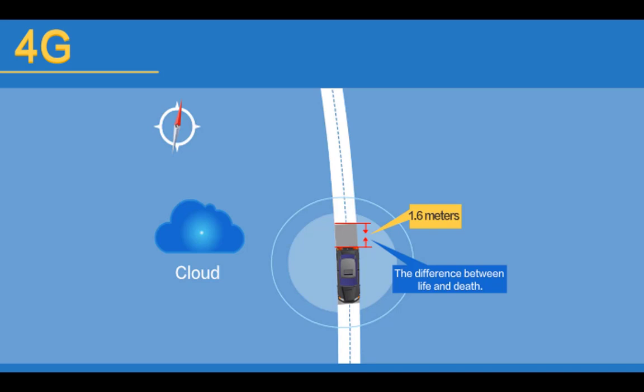Let's suppose the car receives an alarm that it must stop before moving forward 1 meter, because there is a hole on the road. If the car moves 1.6 meters, it will definitely fall into the hole, which will be very dangerous.